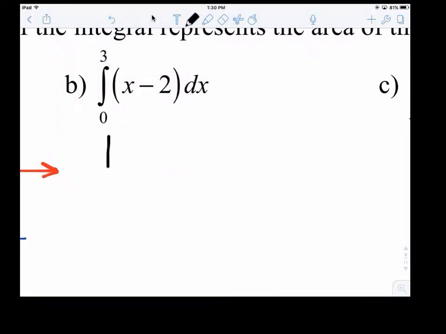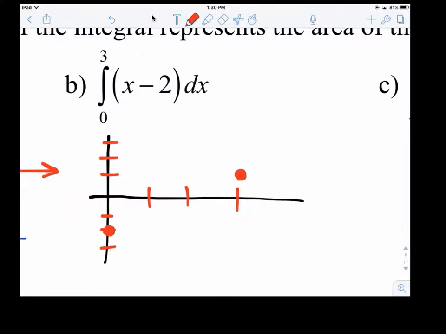All right, you have x minus 2 going from 0 to 3. So if you plug in 0, you get -2. And if you plug in 3, you get 1, right? And then what is my x-intercept? 2, right? x minus 2 equals 0.